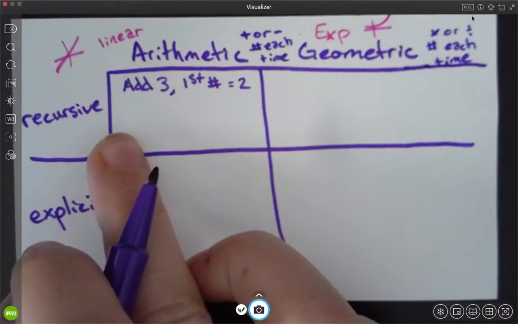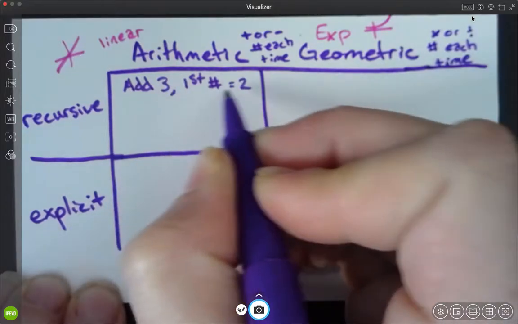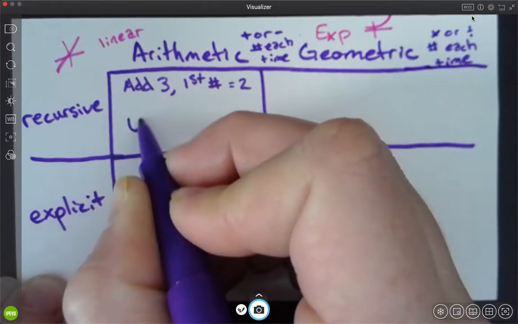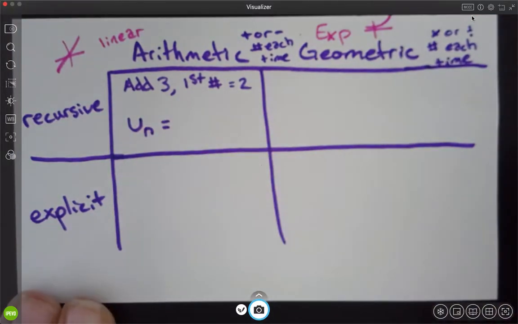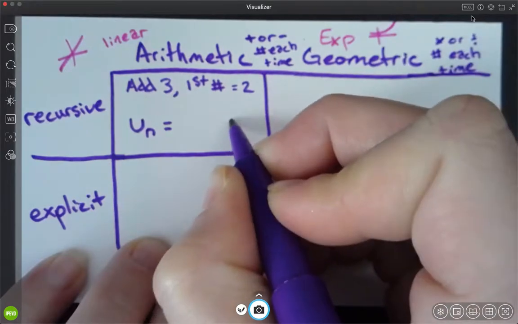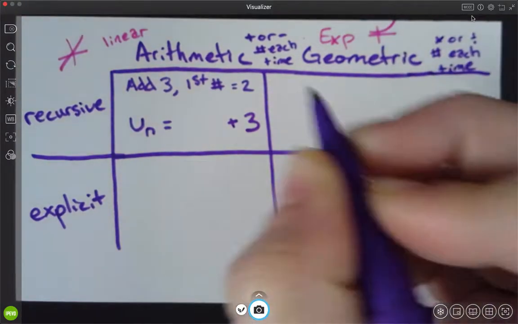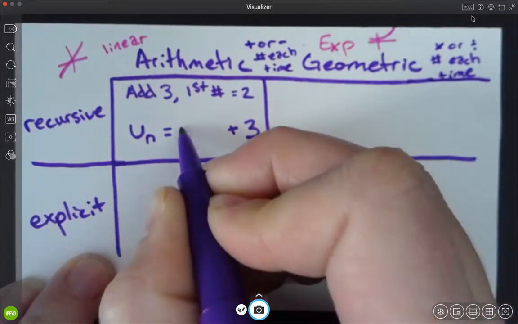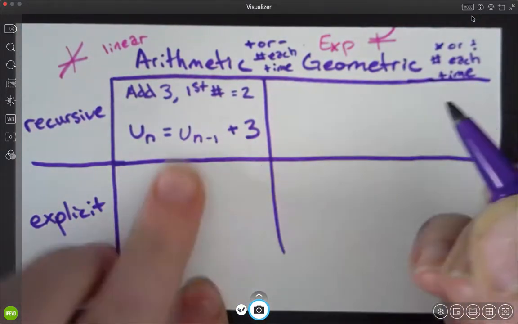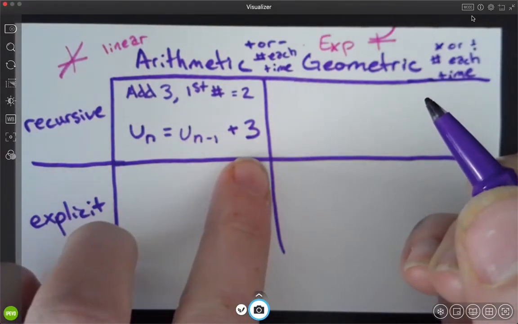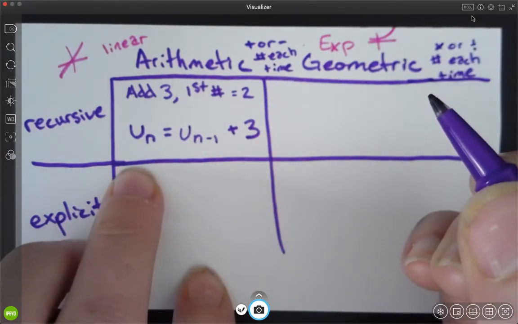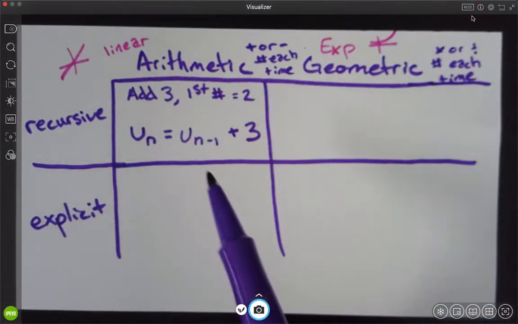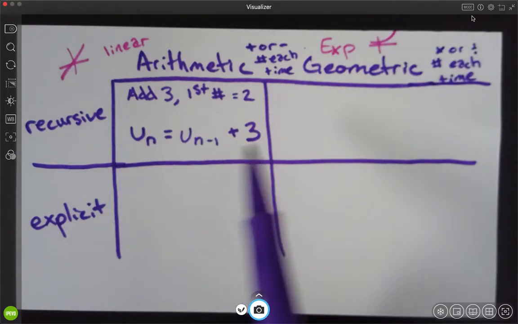For the recursive formula, you are not taking into consideration the first number at all. The recursive formula just talks about u sub n in terms of the one right before it. So you are adding 3 to the number before to get u sub n. The number before u sub n is called u sub n minus 1. This is saying I'm taking the number before it and adding 3, and that's it. That will give me u sub n. It is not taking into consideration the 2 at all.